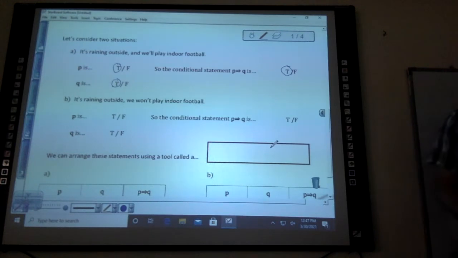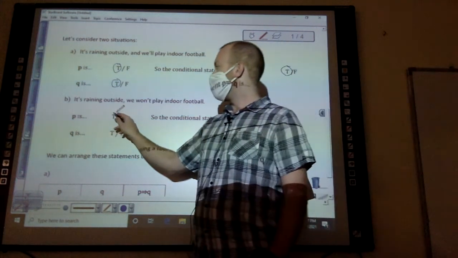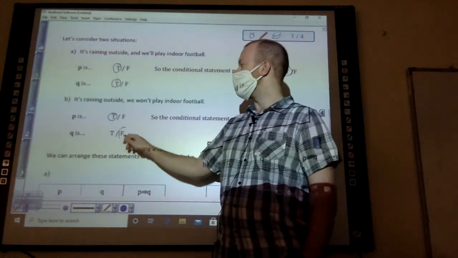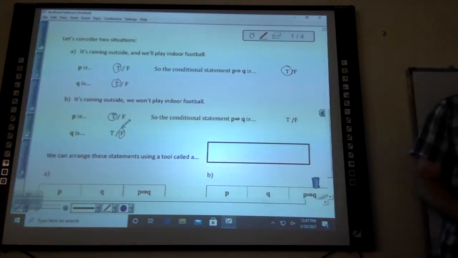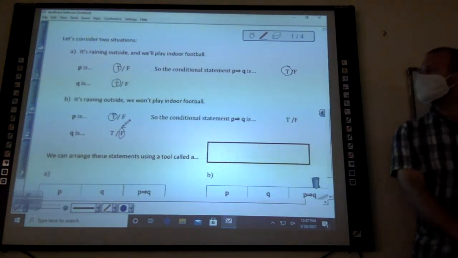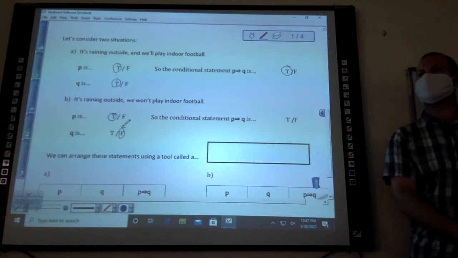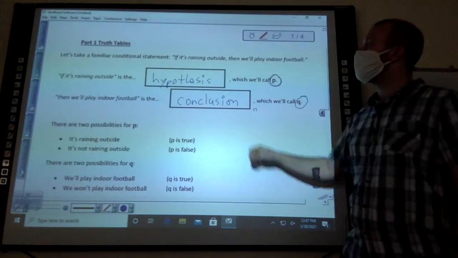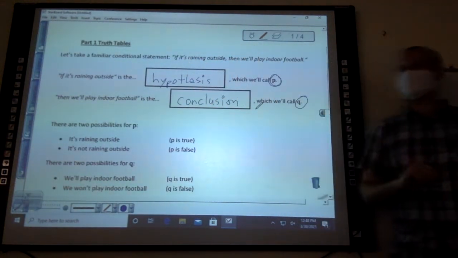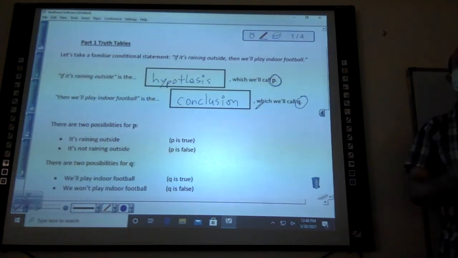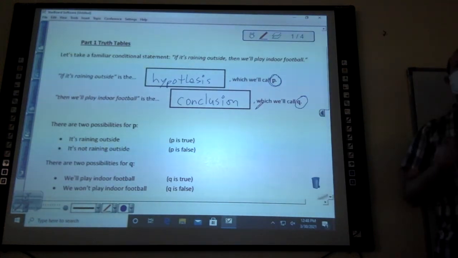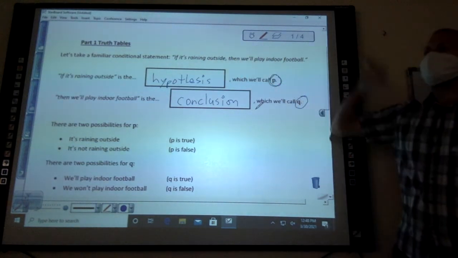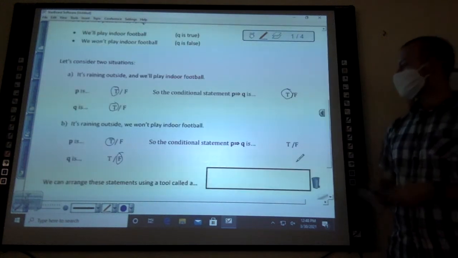Let's look at another situation. So first of all, it's raining outside. So P is true. And we're not playing indoor football. So that would make Q false. Would my conditional statement be overall true or false? Well, let's think about this. My statement says, if it's raining outside, then we'll play indoor football. I just told you it's raining outside, and we're not playing indoor football. So this has to be false. Because you're told, if this, then we'll play inside. But we're not playing inside, so therefore this is false.